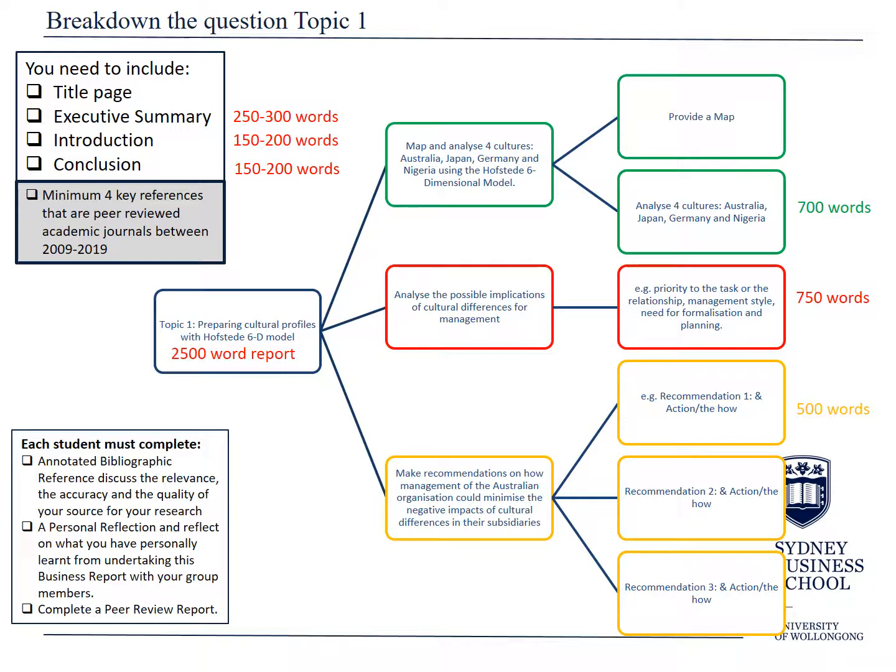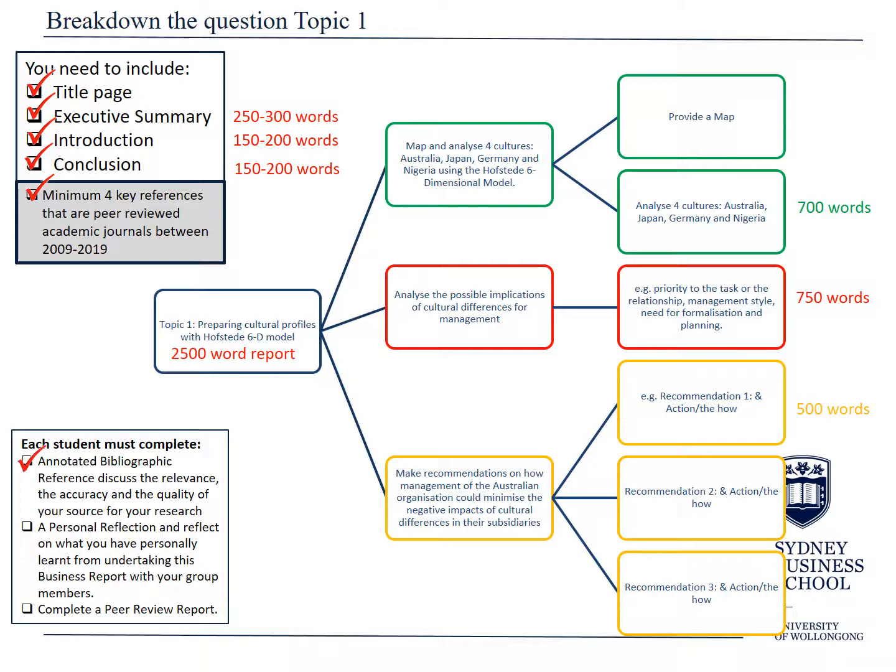So once you've broken the assignment question down into manageable chunks and you've allocated a word count, make sure you look at the subject outline to ensure that you include everything that you're being asked for. So for this assignment, you must include a title page, an executive summary, an introduction, and a conclusion. In your reference list, it is a minimum of 4 references that are peer-reviewed from academic journal articles from between 2009 and 2019.